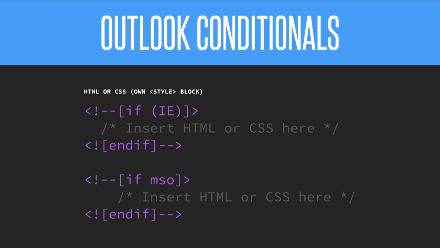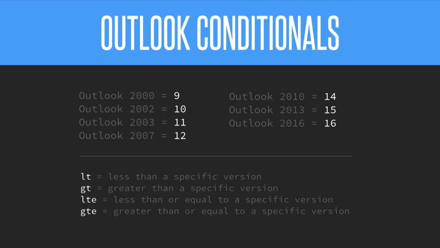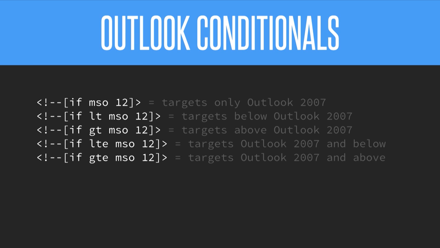How many remember the Internet Explorer reset style sheets you could use? Well, there's still that conditional comment, but there's actually a conditional comment you can use for Microsoft Outlook, if MSO. And this is magic. Every single version of Outlook from 2000 to 2016 has its own version number, and you can also use less-than or greater-than conditions along with it, so you can target groups. You can do things like if MSO 12, and that's going to target only 2007. If you did if GTE MSO 12, that's going to target Outlook 2007 and above.